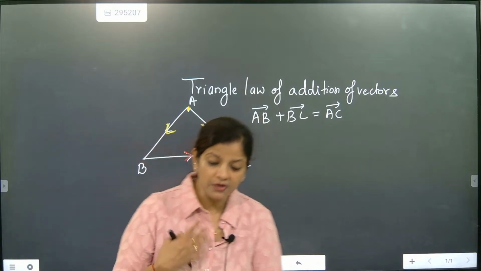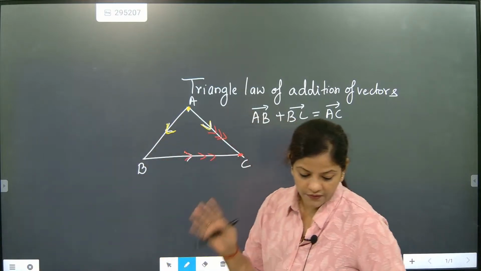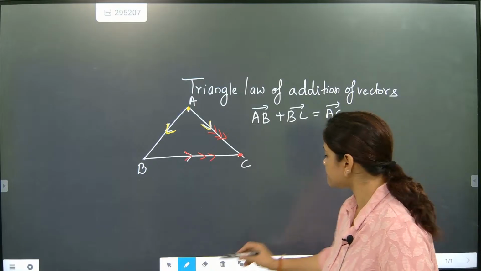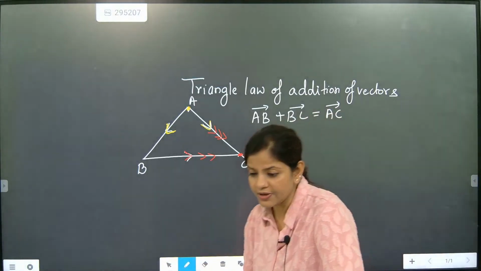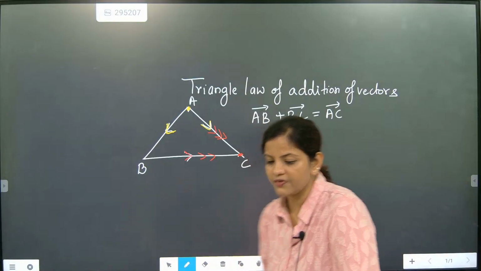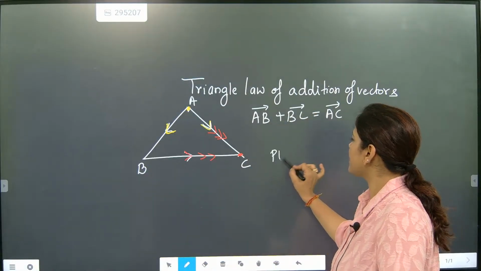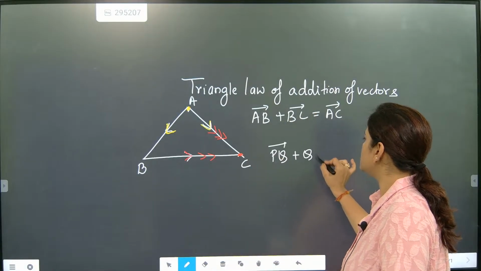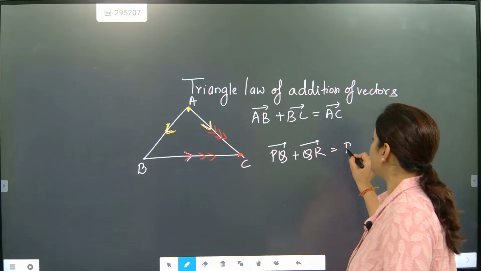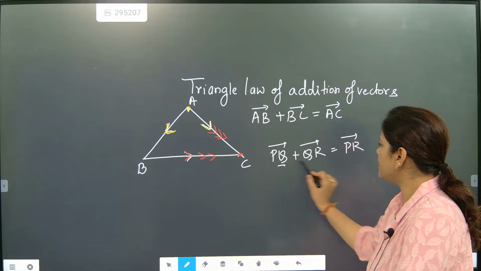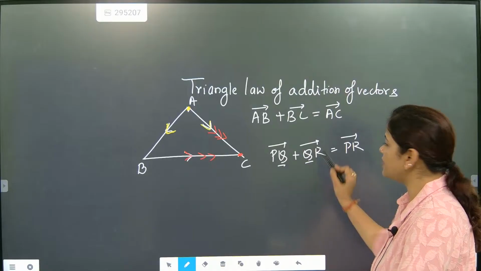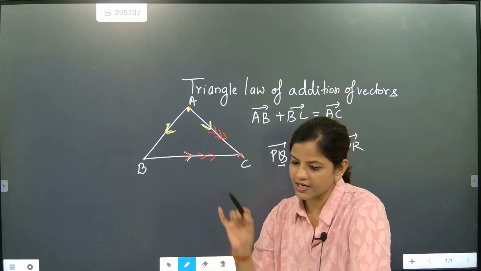But in a simple way, how we are going to use it, that's the most important part. So how are we going to use it? In the coming time, in the simplest format we are going to use it. If somebody writes PQ vector plus QR vector, directly you write PR vector. Understood? Why? Because this is terminal, this is initial. Merging together, PR comes as the resultant. You write like this. Okay.